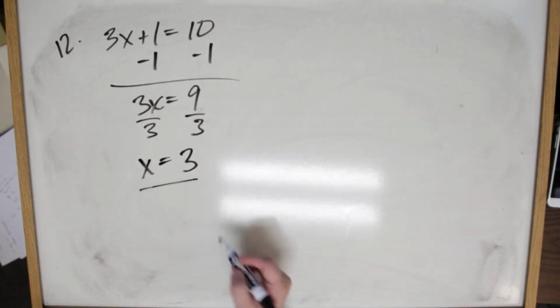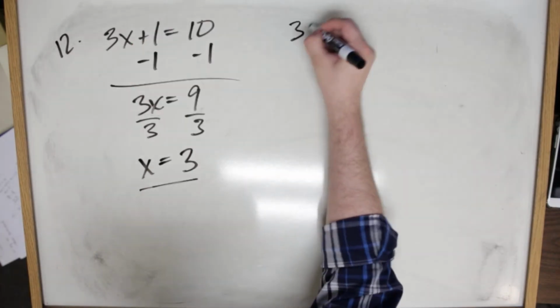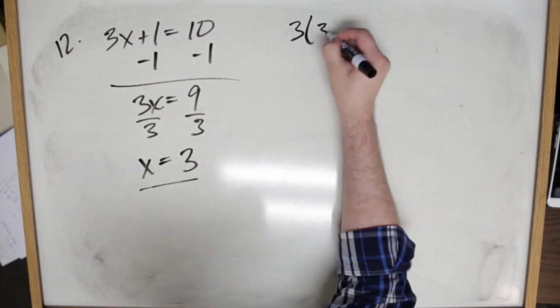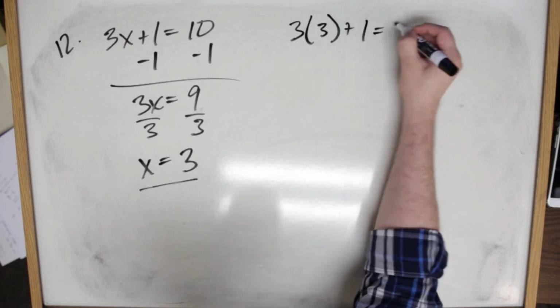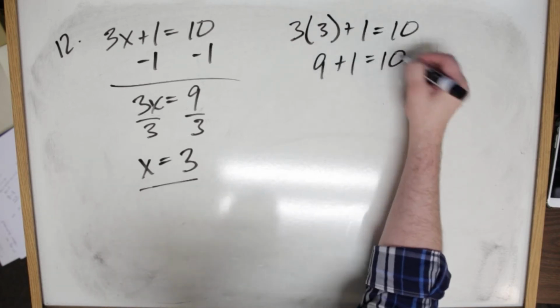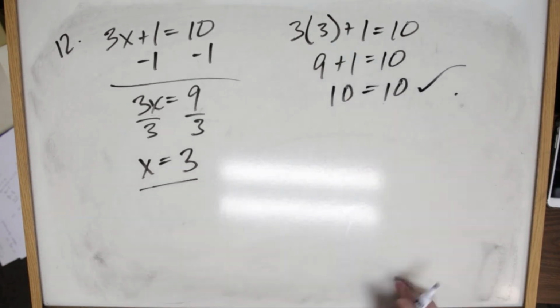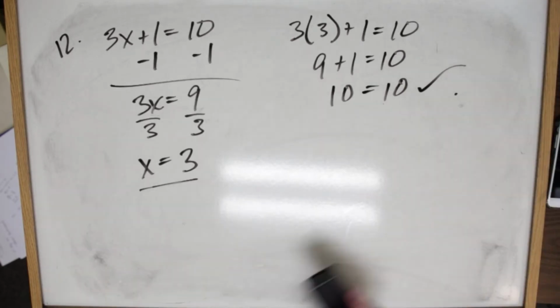Okay? So now let's do the check. We'll go back to the original. 3 times the x is 3, plus 1 equals 10. 9 plus 1 equals 10. And sure enough, 10 equals 10. Okay? So we're checked. So again, when we're working with problems like this, you do adding and subtracting first, then the multiplication and division.